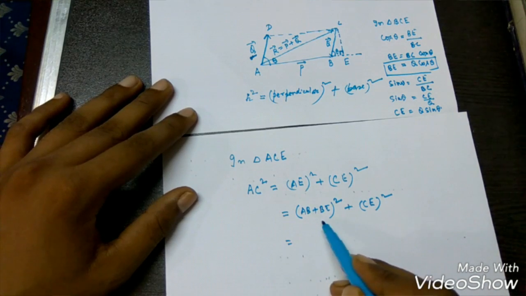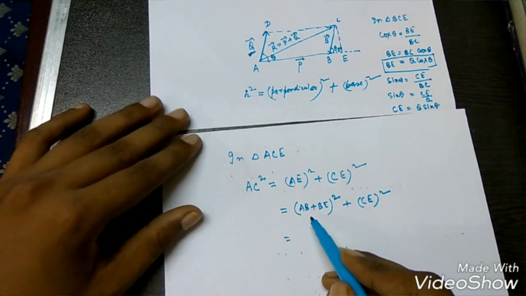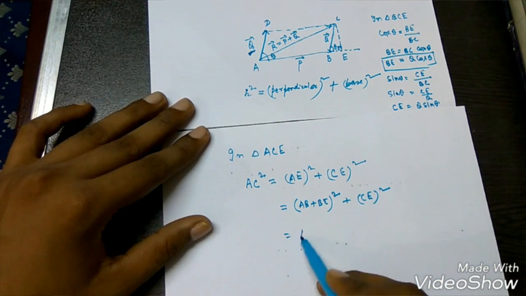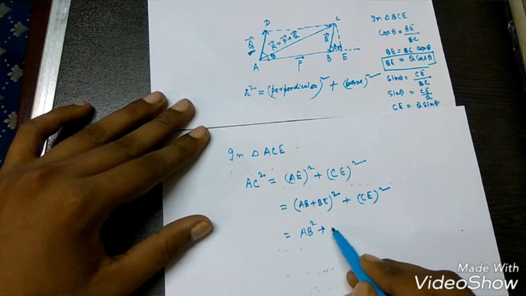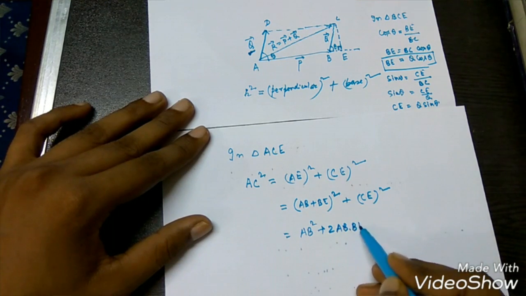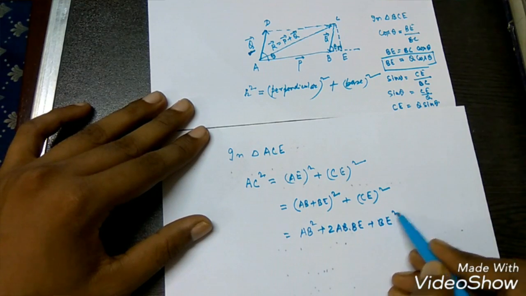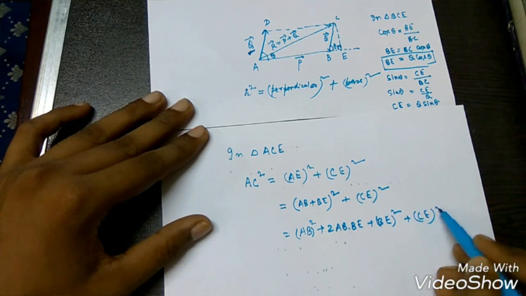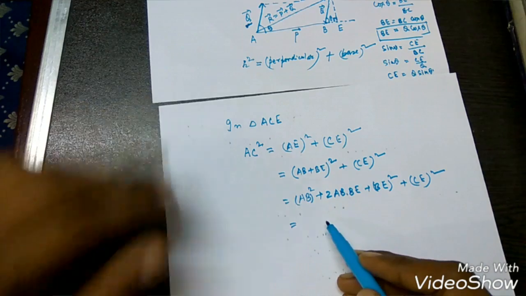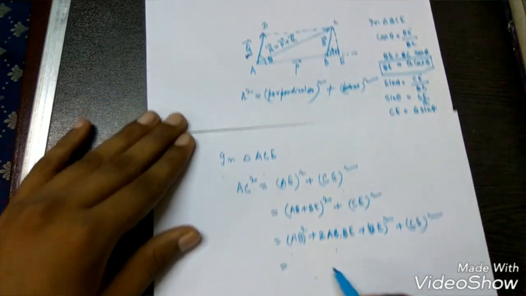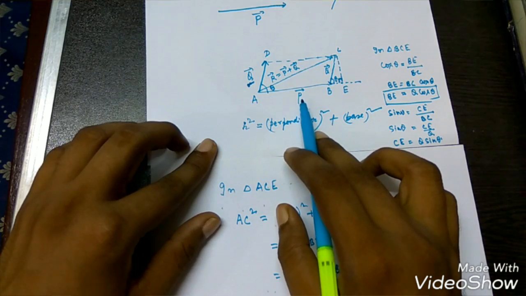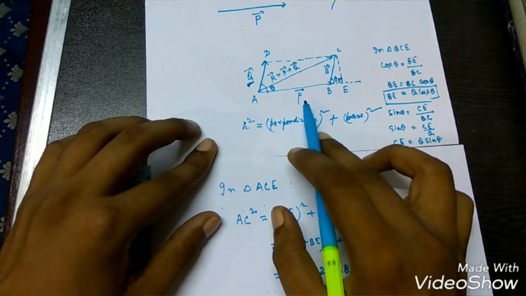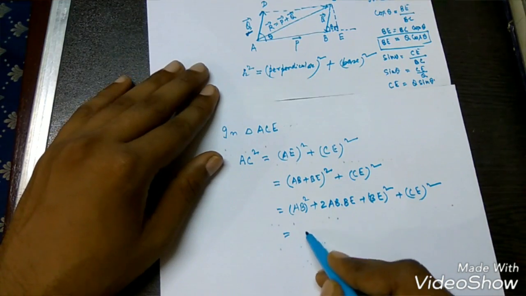Now we know very well a formula (A+B)² which is A² + B² + 2AB. Similarly, I just expand it, so it will be like this: AB² + 2AB·BE + BE² + CE². Now what is AB²? In the picture, AB² is just P², because AB is equal to P, considering only the magnitude portion. So here I can replace AB² by P².